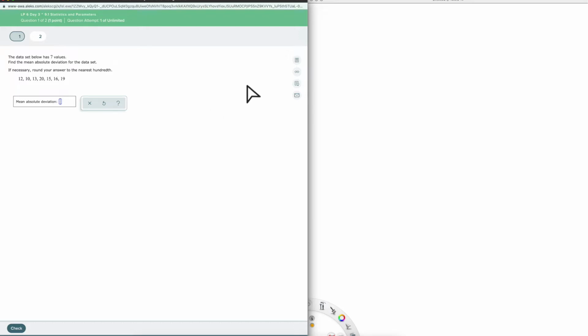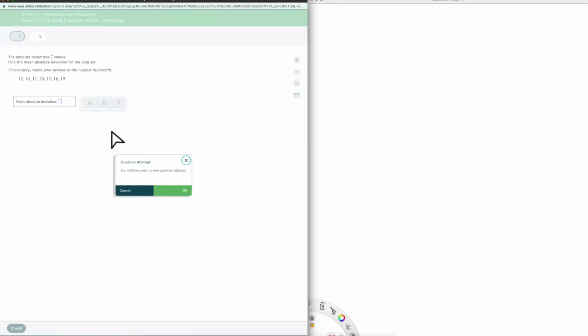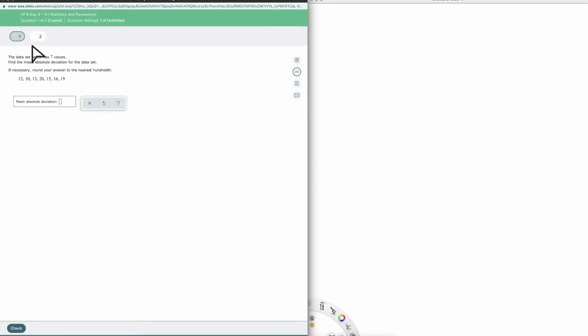All right, on the side here, we have these 4 resources. The calculator's not always available, but sometimes it is. So right now we do have the calculator, but we always have explanation, example, and message center. So explanation tells you you're going to lose your current question attempt because it's going to explain this problem to you. It's going to give you a solution. So it's not going to give you the answer and then let you come type it in. Sorry, not how this works.